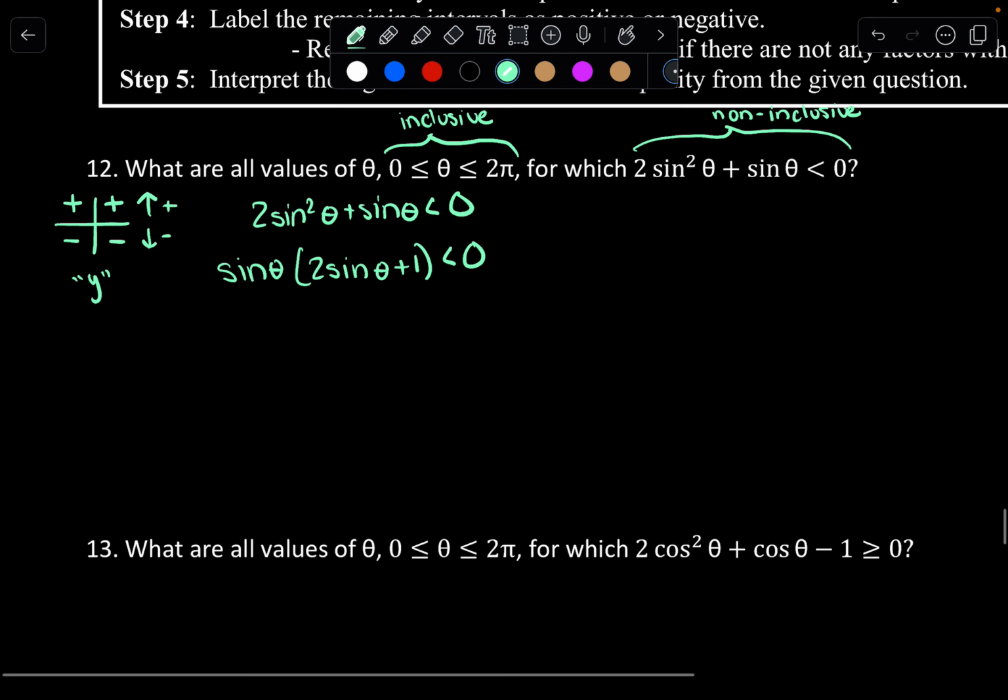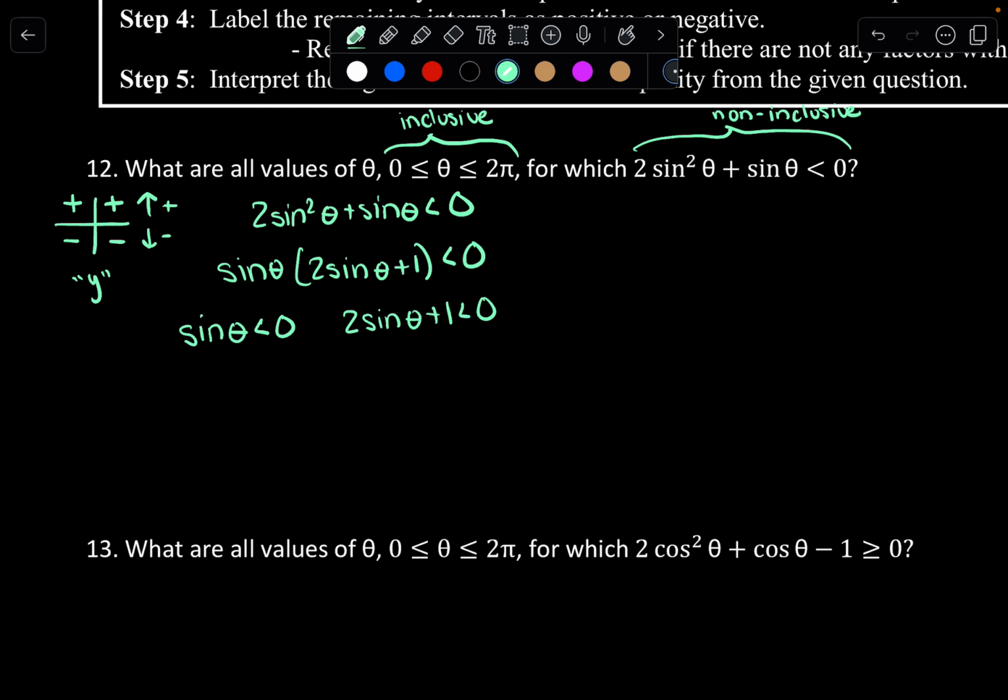Now from here, when we solve trig equations, we break off and solve solutions for each of the individual parts. We will do the same thing here, but instead of using an equal sign, we will use the less than symbol. So I want to find solutions or intervals for when sine theta is less than 0. And I also want to find the solutions for when 2 sine theta plus 1 is less than 0.